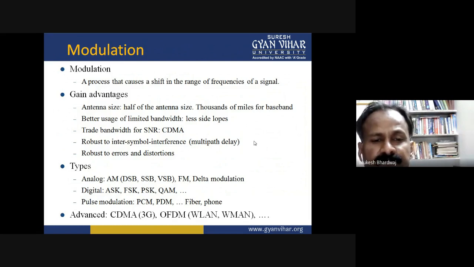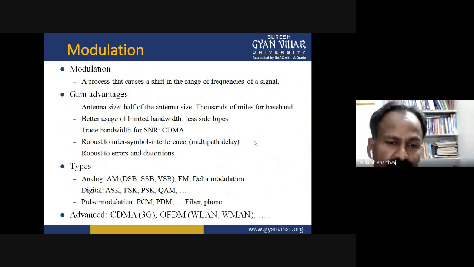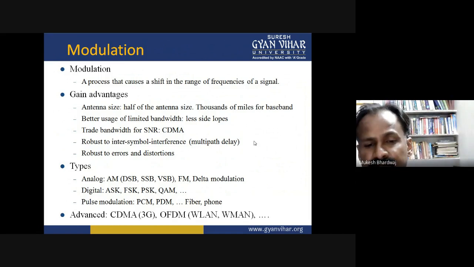amplitude modulation, double sideband, single sideband, vestigial sideband, and frequency modulation and phase modulation, then delta modulation. And the digital modulations are of the type ASK, amplitude shift keying, FSK, frequency shift keying, PSK, phase shift keying, quadrature amplitude modulation. And the pulse modulation is pulse coded modulation, that is PCM, pulse digital modulation, PDM, fiber phones. Advanced types of modulation: CDMA 3G, OFDM in WLAN and WiMAX, that is orthogonal frequency division multiplexing.